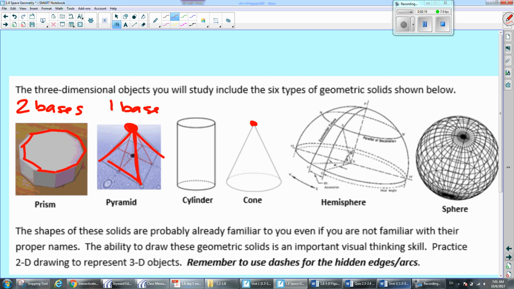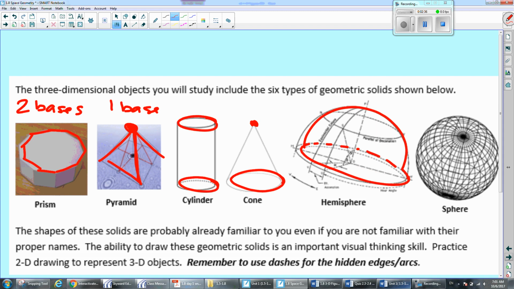For a cylinder, it's like a prism, except both of your bases are circles. A cone is like a pyramid, except your base is a circle, then the face meets at 1 point. A hemisphere is just half of a sphere. And a sphere is like a three-dimensional circle.